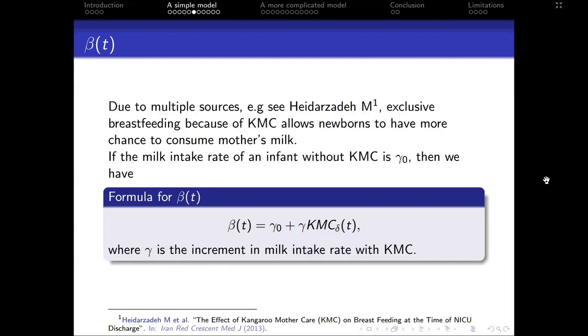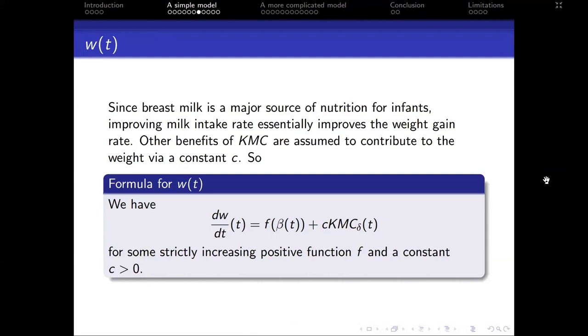Next is the weight function. Since KMC allows newborns to have more chance to consume mother's milk, we establish the formula. Here, gamma 0 stands for the rate without KMC, while gamma is the increment in rate with KMC. About the weight gain, it comes from two sources: KMC, by a strictly increasing positive function f, and other factors represented by a positive constant c.